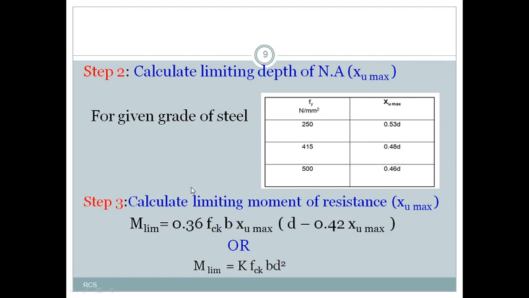Next, we have to calculate the moment of resistance corresponding to the limiting depth of neutral axis, that is the limiting moment of resistance. This can be calculated by using this formula, Mu limit equal to 0.36 fck b xu max into (d minus 0.42 xu max). This is the original formula. This formula can be modified like this by substituting various values. Here we have some factor K that depends upon the grade of steel, so for Fe415 that is 0.138 and 0.133 something for Fe500. Like that you can use this formula or you can use the other formula. You can calculate the moment of resistance corresponding to the maximum depth of neutral axis.